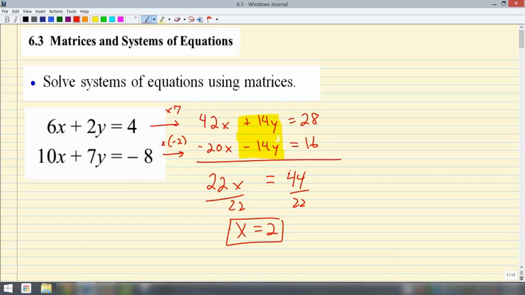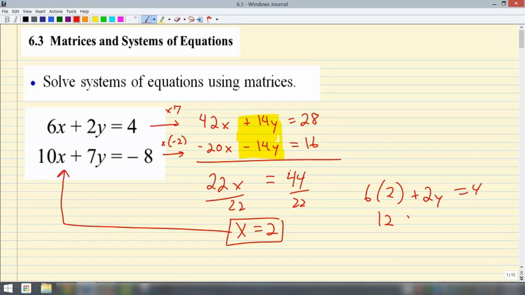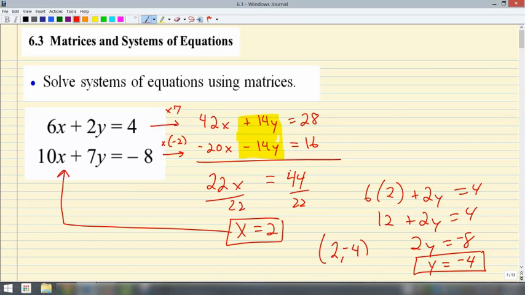So we're going to take this x equals 2, and we're going to back substitute it into the first equation. So we're going to say 6 times 2 plus 2y equals 4. 12 plus 2y equals 4. 2y equals negative 8. Y equals negative 4. So our ordered pair is 2 comma negative 4.